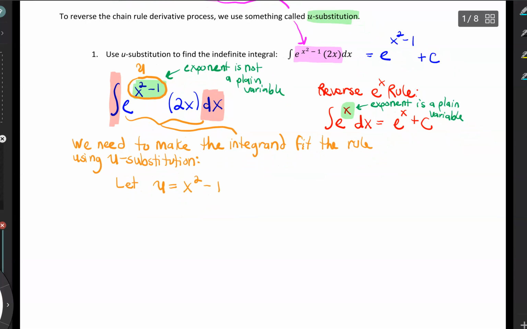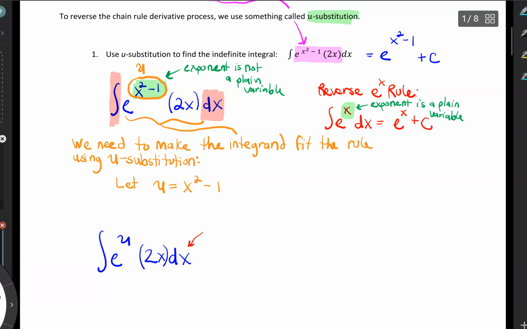And don't write down what I'm about to write, but just to show you, if I stopped right now, it would look like this. The integral of e to the u 2x dx. So that's matching my rule. I have a plain exponent. That's awesome. But here's the problem.